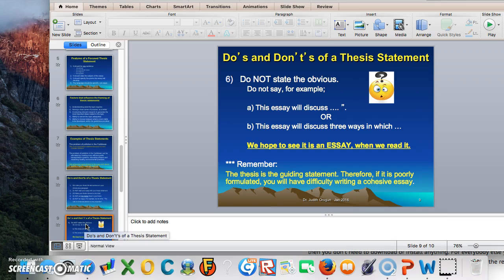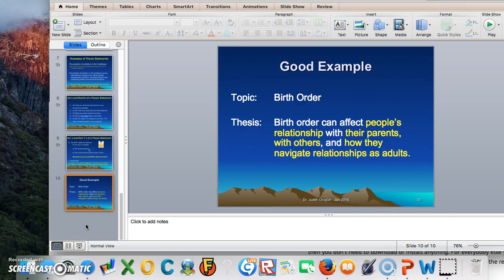Finally, I'm asking, please do not state the obvious. Don't say, this essay will discuss, or this essay will do so and so. I hope we will see that it's an essay you are writing when we read it, so you don't have to say this essay will. By the way you present your information and organize your ideas, we will know that this is an essay.